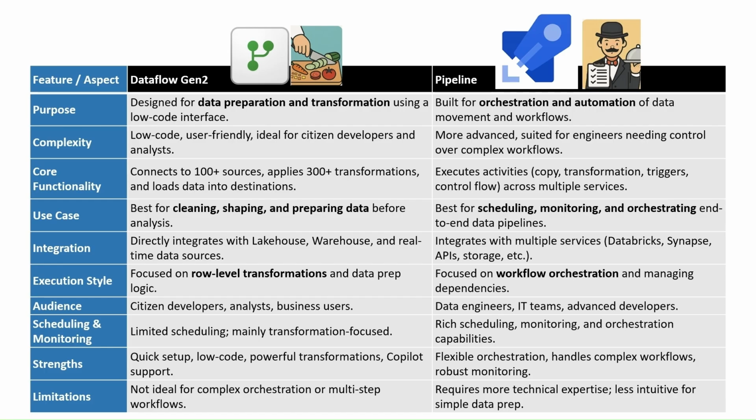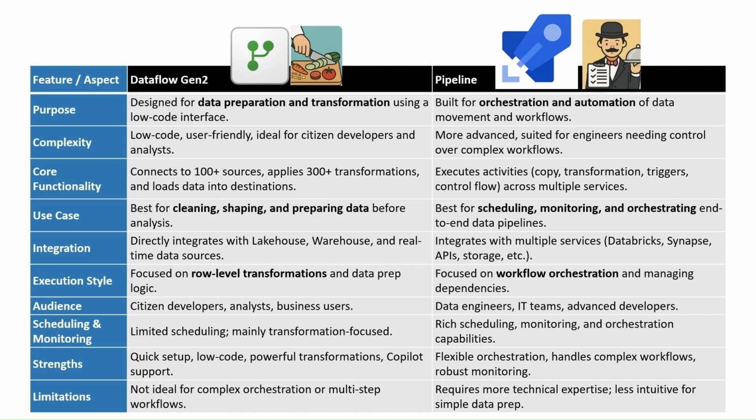code interface. And then complexity, basically, as we can see, Dataflow Gen2 is utilizing a low code or no code interface. So basically it's very user friendly. It's ideal for citizen developers and analysts who are beginners, or probably they don't have a lot of scripting knowledge. Whereas pipeline is something which is very advanced. It's suited for engineers needing control over a complete complex workflow.